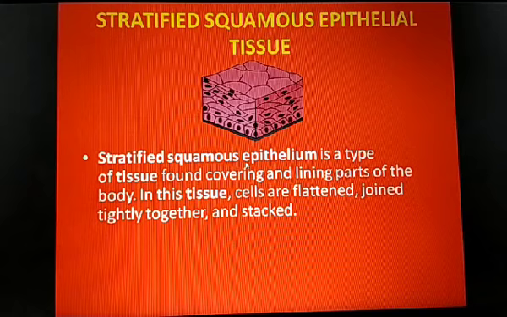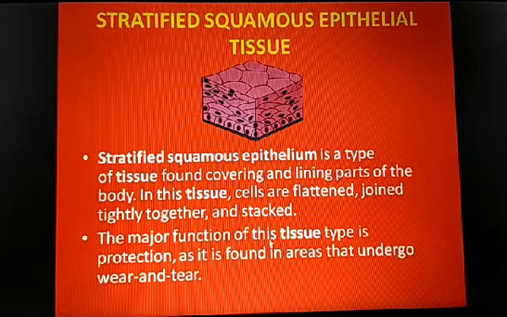Stratified squamous epithelial is a type of tissue that is found covering and lining parts of the body. In this tissue, cells are flattened, as you can see here, joined together, and they are tightly packed and stacked. The major function of this type of tissue is mainly protection, and it is found in areas that undergo wear and tear. That means it gives us protection so that we are not harmed severely.